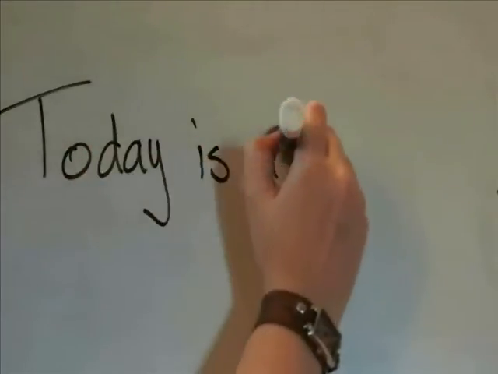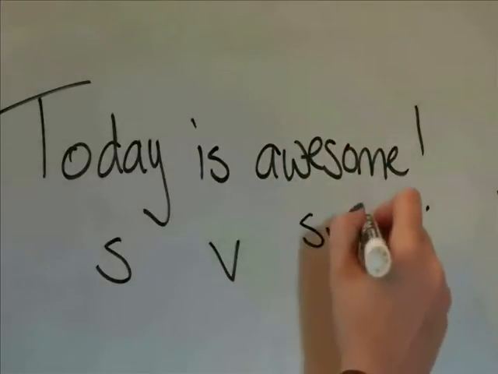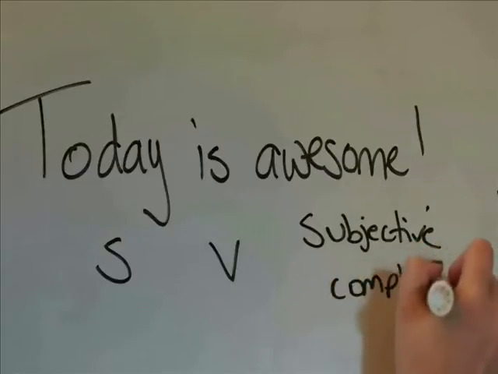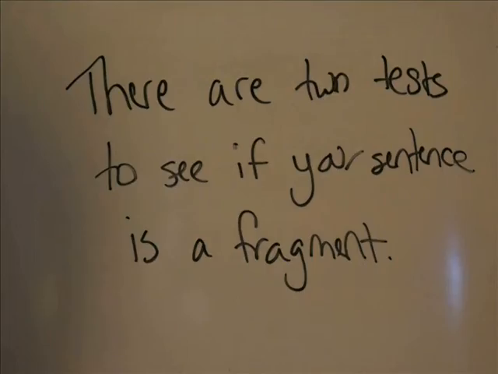Now, let's look at another sentence. Today is awesome. So, today is my subject, is is my verb. I'm still good. Awesome is also known as the subjective complement, which again is more terminology, but the awesome is just complementing the subject today. So those sentences are both complete.